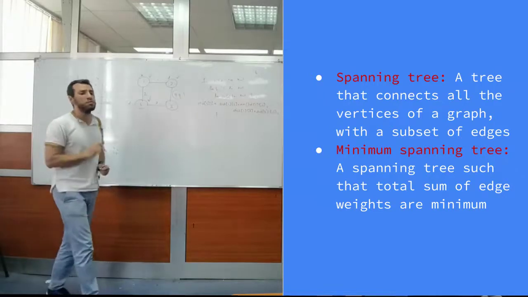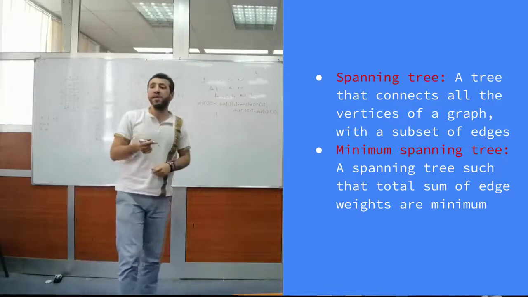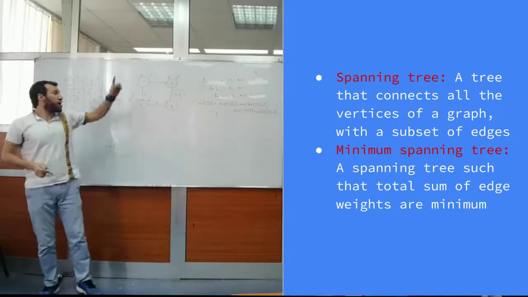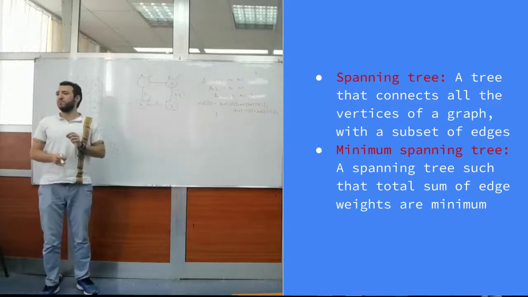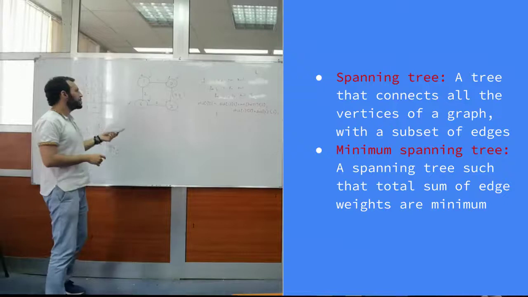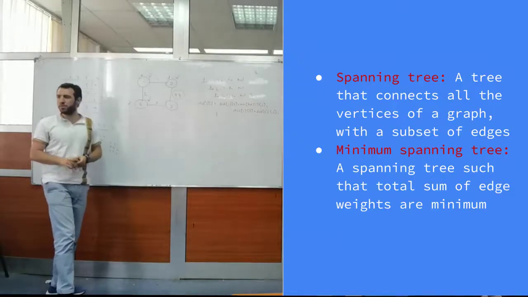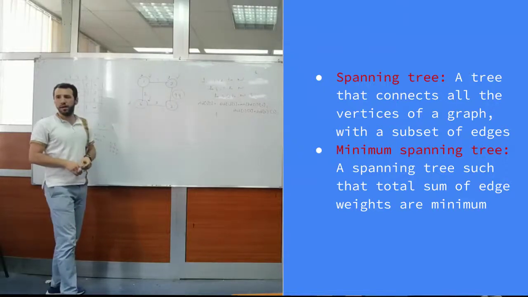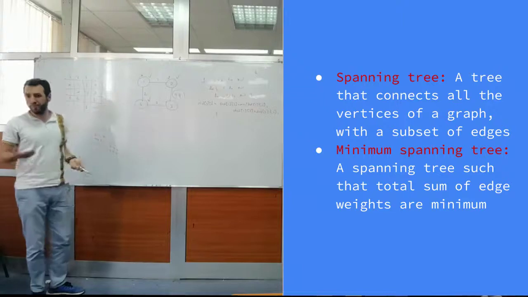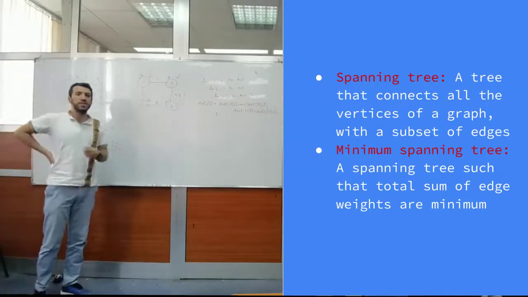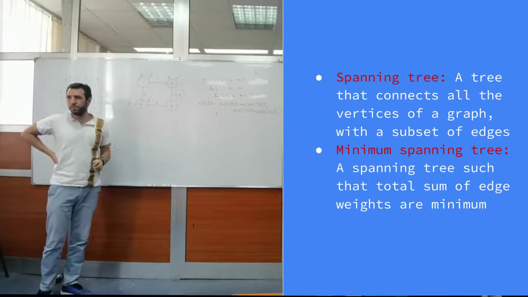When we say minimum spanning tree, we mean the spanning tree whose total of weights of edges is going to be minimum. For this example, it's very obvious. We have only one minimum spanning tree, which is 1, 2, and 3. Once we remove the maximum edge for this graph, we get the minimum spanning tree. But 1, 99, 3 was a spanning tree, but it wasn't minimum.